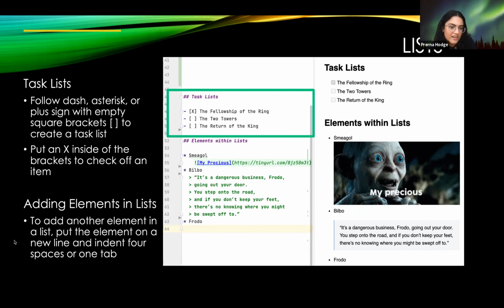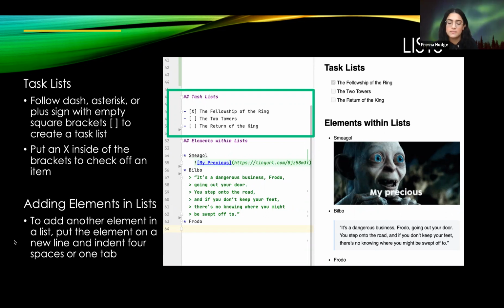Okay, now adding elements within lists. Any element that I've shown you or that you will see, and this is really universal, you can mix and match. You can put things within other elements. So for example, if you want to put an image in your list or a block quote in your list, you can do that.